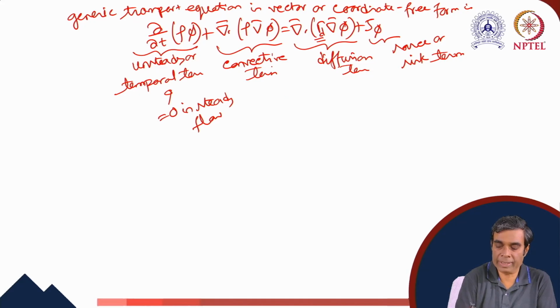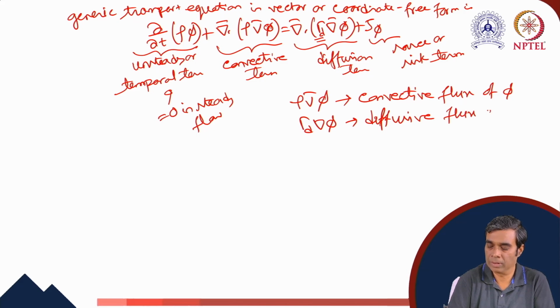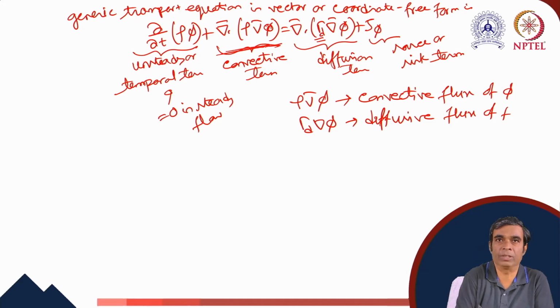Now, in this convective term, the term within the bracket, rho v bar phi, is the convective flux of phi, and gamma d grad phi is the diffusive flux of phi. So when the fluid motion is very powerful, this convective term is very important, and in absence of fluid motion, the flow becomes diffusion dominated. So convection and diffusion are the two primary modes of transport.